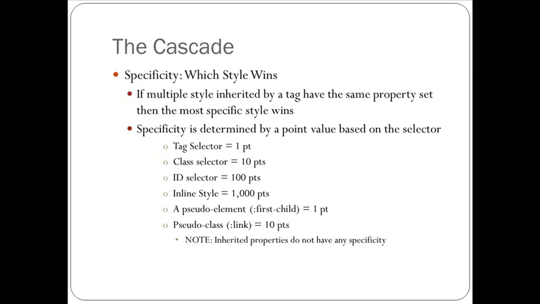A class selector is worth 10 points. An ID selector, 100 points. An inline style, 1,000 points. A pseudo element is the same as a tag selector, which is the example of first child here, still just 1 point. And a pseudo class, which we'll be looking at with the anchor tag here shortly, has a value of 10 points, the same as a class selector. Inherited properties do not have any specificity.